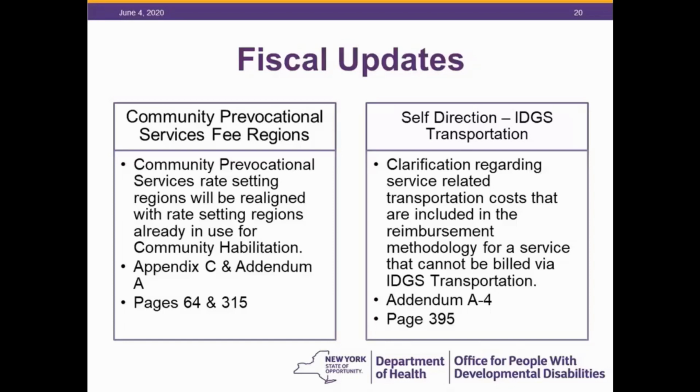Most frequently, what that means is a person who self-directs also participates in a day habilitation program. The day habilitation program is paid for transportation to and from. So in that instance, for the self-directed person, the day hab program would need to pay for the transportation that can't be charged to IDGS in the person's individual budget. So again, just to be clear, these are just clarifying changes, not a change in policy.